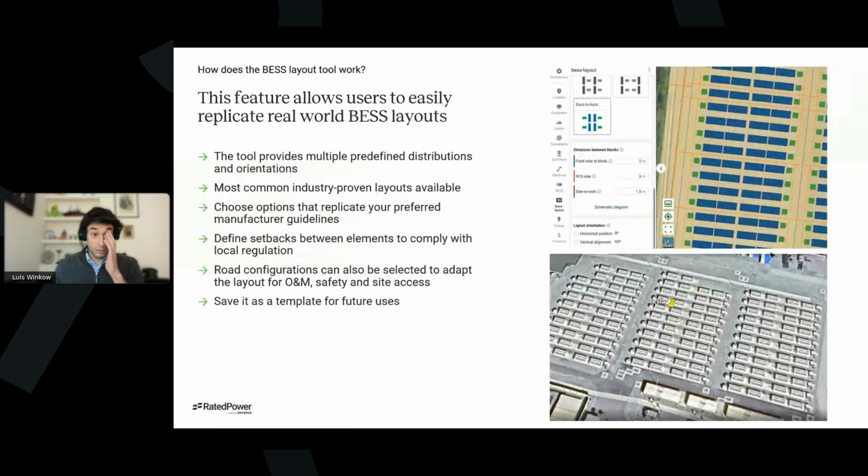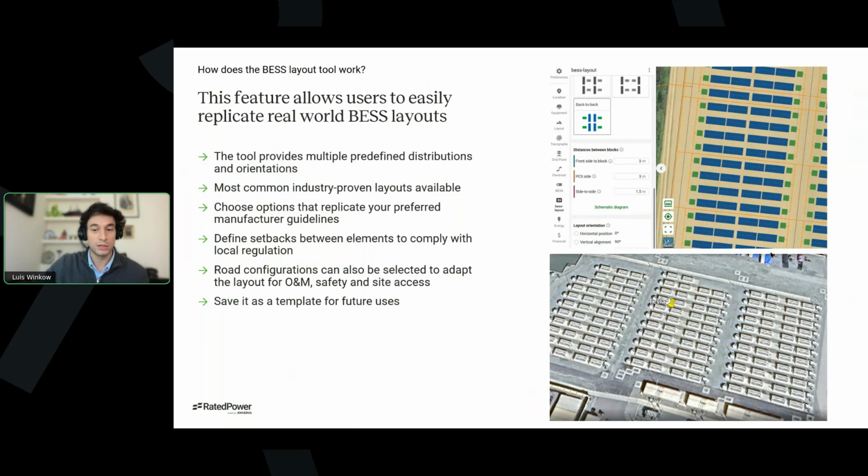Starting off with how the best layout tool works. This is our layout tool that you can see in the picture in the top right corner. This feature allows users to easily replicate real world best layouts. The tool provides multiple predefined distributions and orientations. The most common industry proven layouts are available. We also have a database, for example, with the PCS and the manufacturers, Tesla, Sungrow, and so on. You can also choose options that replicate your preferred manufacturer guidelines, and define setbacks between elements to comply with local regulation.